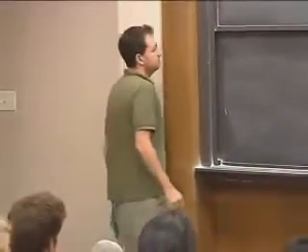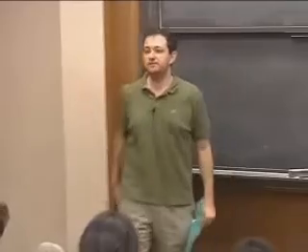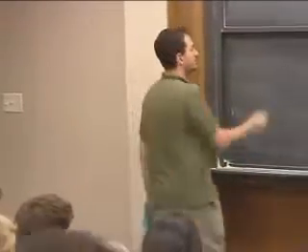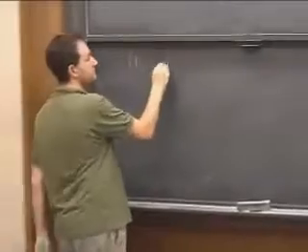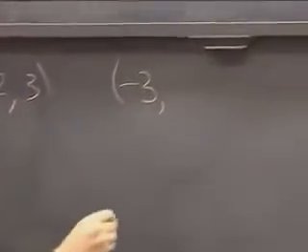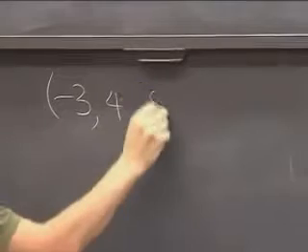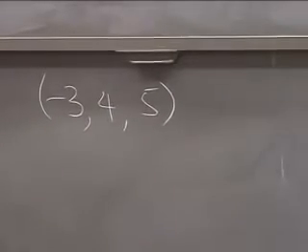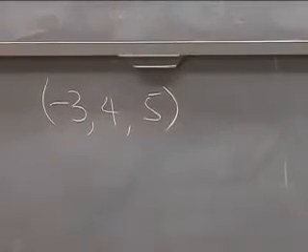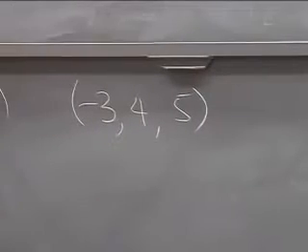But in order to put this in perspective, does someone want to just call out three numbers? 1, 2, 3. Okay. How about three different numbers? -3, 4, 5. Positive 4? Sure. Okay. So what is an equation for the line joining these 2 points in space?